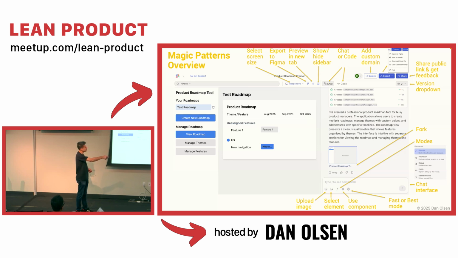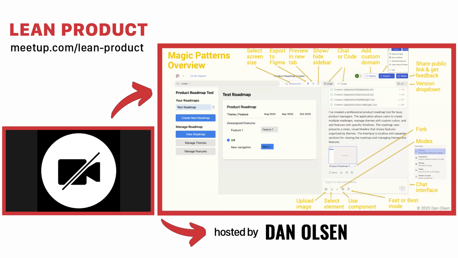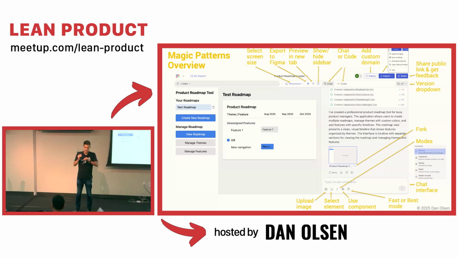There's where their version history dropdown is right there. On the chat thing, you can upload an image. This is, again, the select element. This is what Jorge was saying. If I just wanted to change this button, articulating UI design changes like, please change the create new roadmap button from blue to purple, that's a pain in the butt to type out, right? So you could just click on the button and say, make purple.